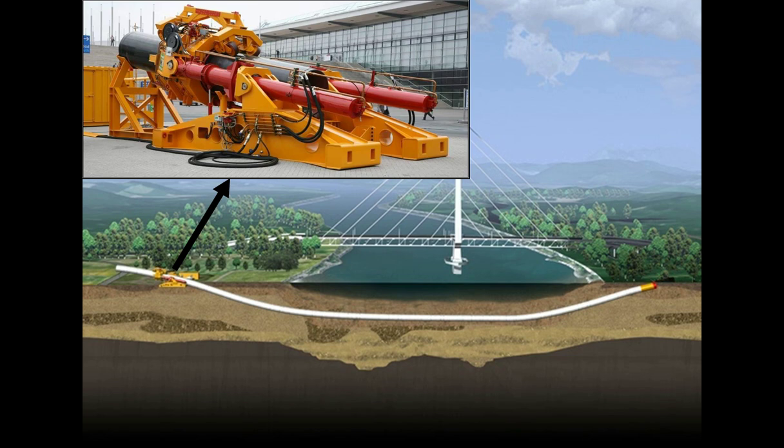Behind the pipe thruster, prior to launch, the pipe is strung, similar to what you'd see on the exit side of an HDD project. So the pipe thruster enables the installation and sits in the confluence of those two methodologies.